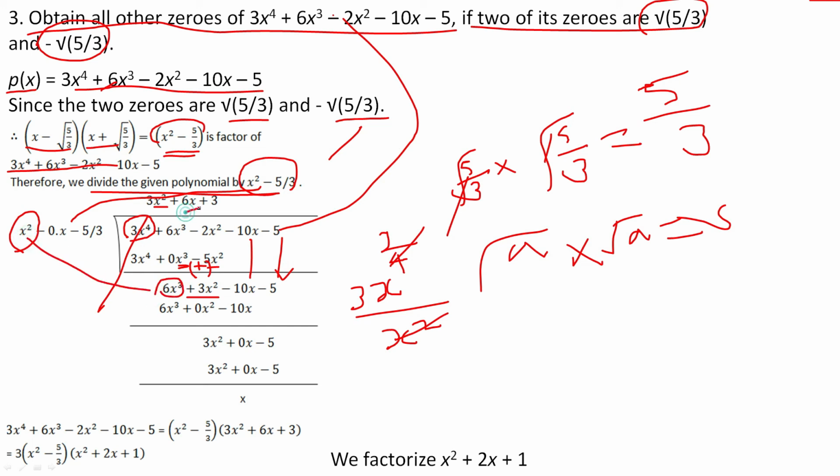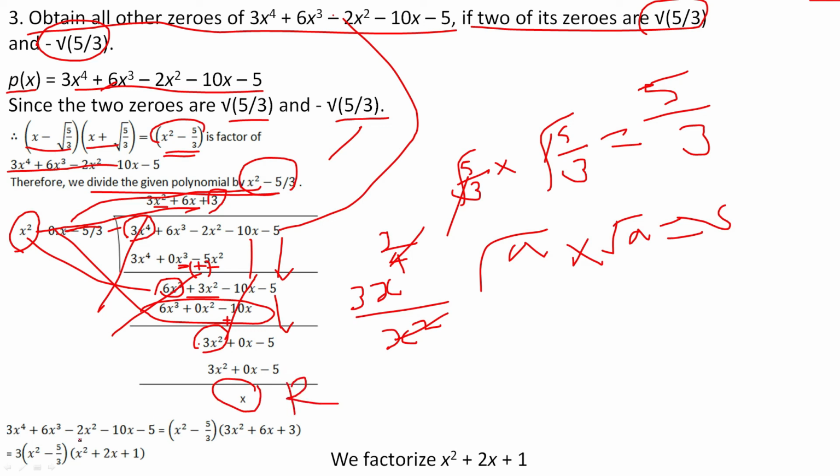Again, 6x power 3 divided by x square, you will get the answer 6x. Multiply 6x with the first term, second term, third term, and write the answer down. These terms you will get. The first two terms are the same, so you can cut them. 3x square plus 3x square only. Minus 10x, here change the sign, plus 10x. So these two will get cancelled. Bring down minus 5. Last, left out with 3x square. 3x square divided by x square, you will get 3. Write in the quotient. So here you are getting the remainder 0.